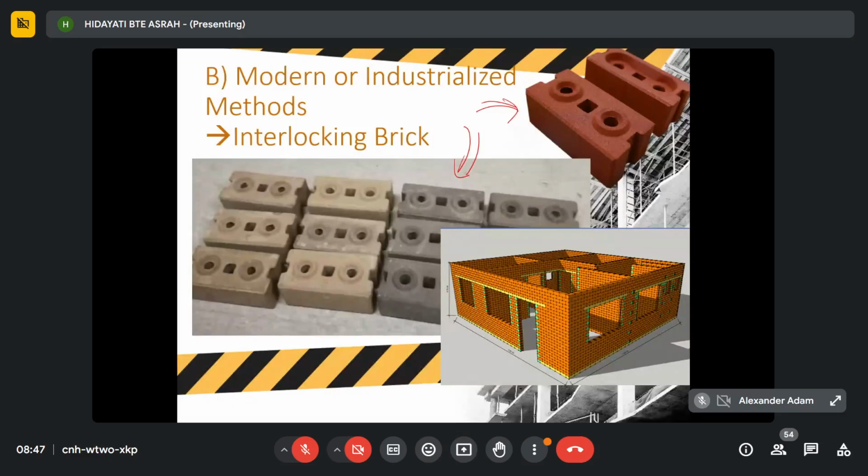Okay, so just for your information, we actually have this interlocking brick teaching factory in our engineering faculty, to produce interlocking brick for house construction. Okay, so this is an example of modern method.